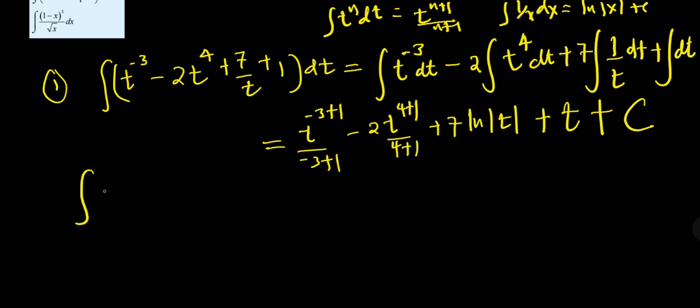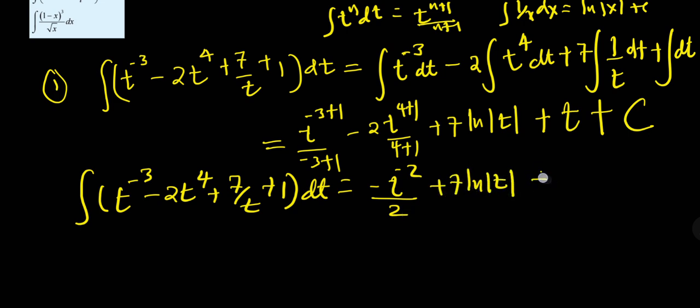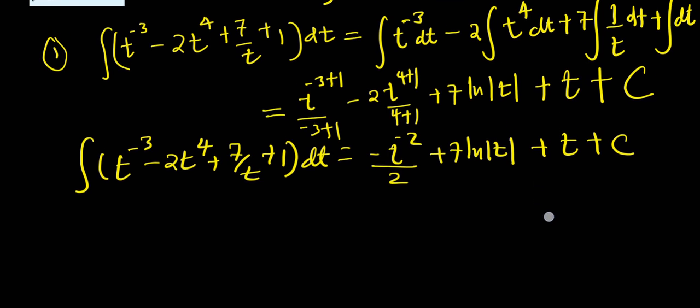So you're going to write the final part. You will say this is integral of t power negative 3 minus 2t power 4 plus 7 over t plus 1 dt equals minus t power negative 2 over 2 plus 7 natural log of t plus t plus c, and that marks the end of your integration. Now let's get to question number 2.